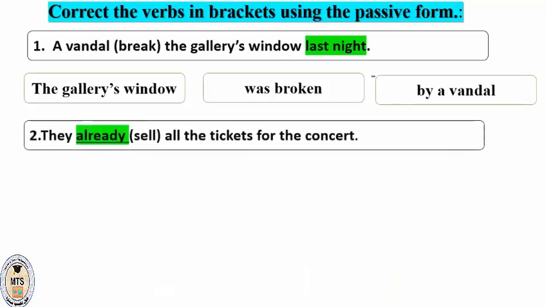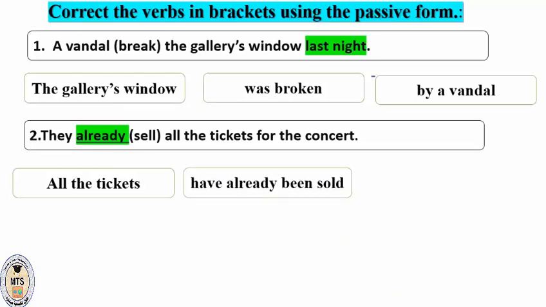Very good. The second one. They already sell all the tickets for the concert. Who can tell me? Yes, very good. I will start with the object, all the tickets. And here we have already. Yes, very good. Key words of the present perfect. So I will write have already been sold. Very good. For the concert.